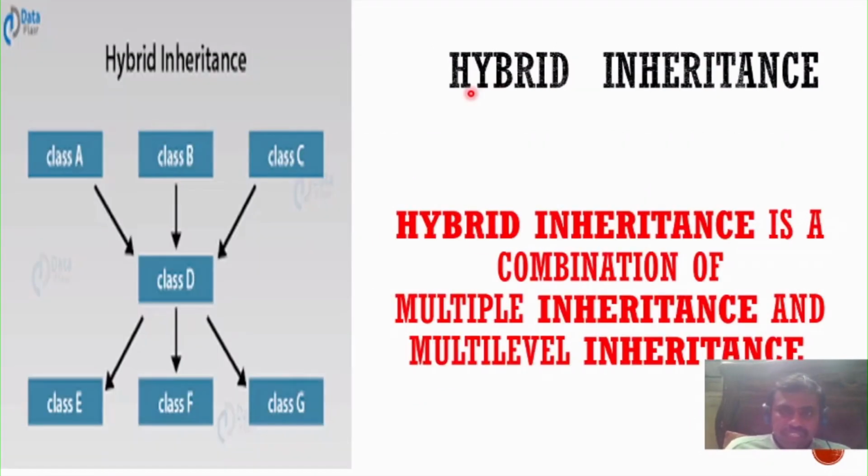We are going to deal with the last one, that is hybrid inheritance. Hybrid inheritance is a combination of multiple inheritance and multi-level inheritance. That means it is a combination of multiple inheritance and multi-level inheritance. As we dealt already with multiple and multi-level inheritance, you can go through the previous slides.